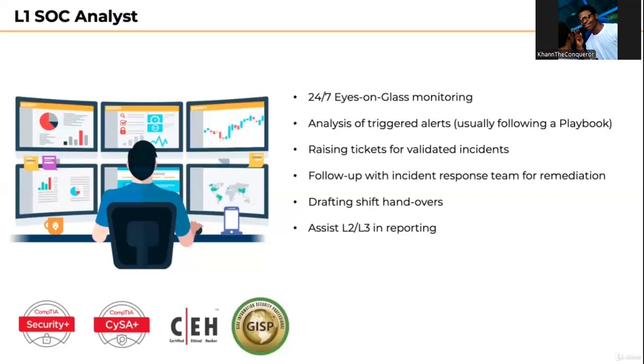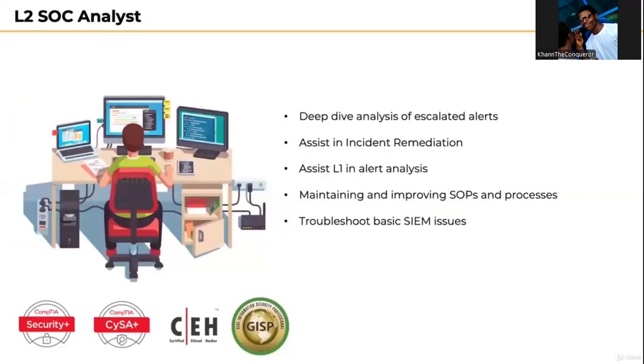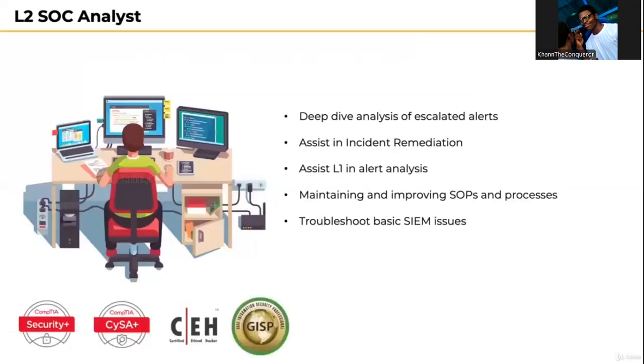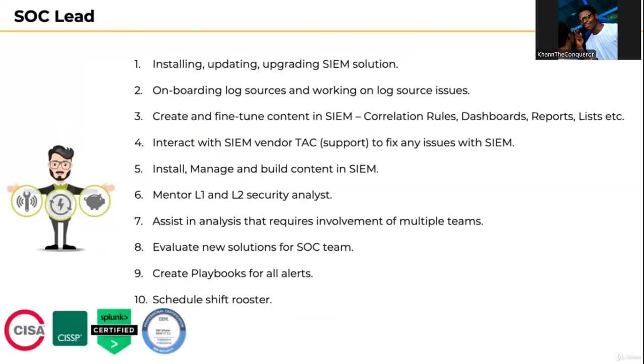Yes, sir. Okay. So the level 2 SOC analyst guys, they do deep dive analysis of escalated alerts. They take it up from the L1 and they do more incident remediation, then also assist in analysis and push it up to the SOC lead. The more you go up the ladder, the more your roles and your skills increase.